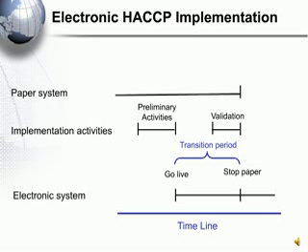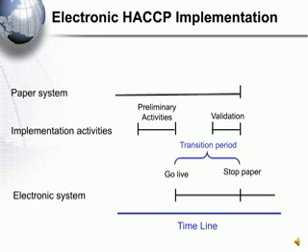Success in moving from paper to electronic systems is achieved by managing the transition as a project. The project includes the following key components: preliminary activities, transition activities, and validation of the HACCP system. It is critical that you work with your stakeholders in implementing the system. This includes employees who will be using the electronic system, regulatory agents who will ensure compliance with electronic record-keeping regulations, third-party auditors, and customers.